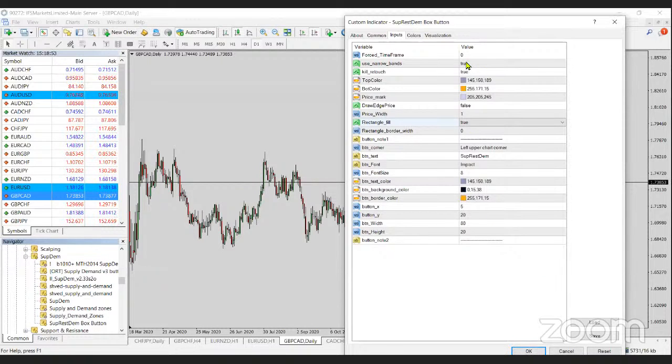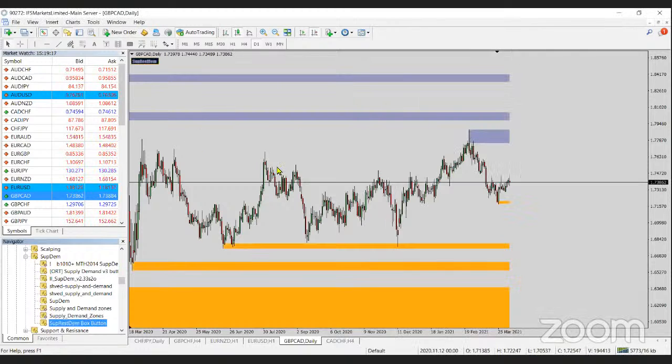As for time frame, if you leave it at 0, then it will always be on the time frame that you are on. If you want to force a time frame, then just put 1440 for the daily time frame, 240 will be 4 hours, 60 will be 1 hour, and so forth. This is 1,440 minutes, which is the daily time frame.